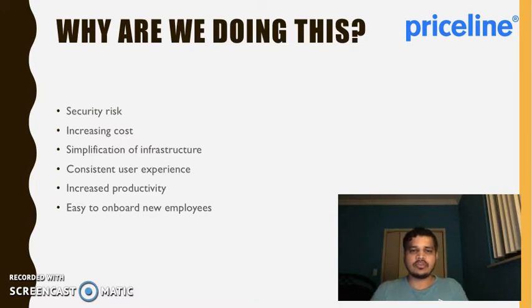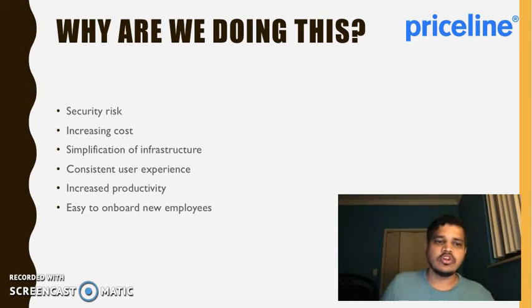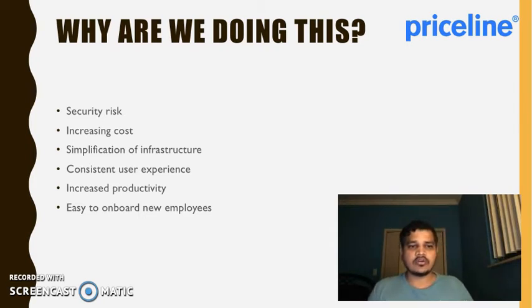The question would be, why are we doing this? As I already told you, it is really a big security risk. As you know, Windows recently had a bug, a huge security threat, where people were able to hack into the Outlook emails, and they were able to see and alter the emails. Each and every operating system has some kind of vulnerabilities.